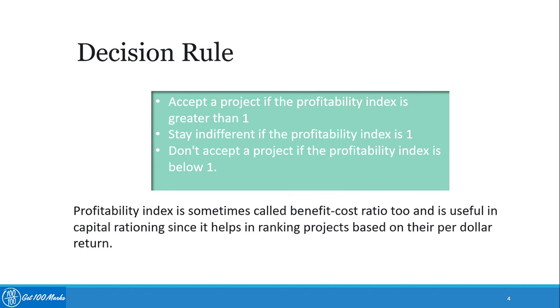It is also sometimes called benefit cost ratio. It's helpful in capital rationing since it helps in ranking the projects. So higher the profitability index, better the project in the list of project selection. So well, that's about the profitability index.